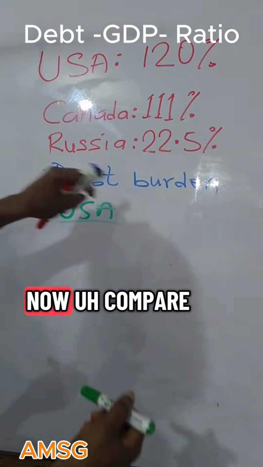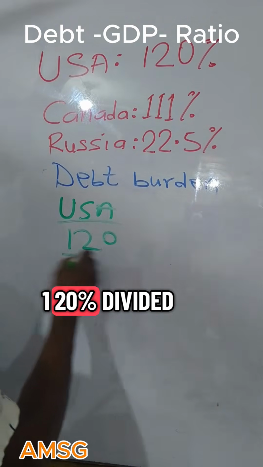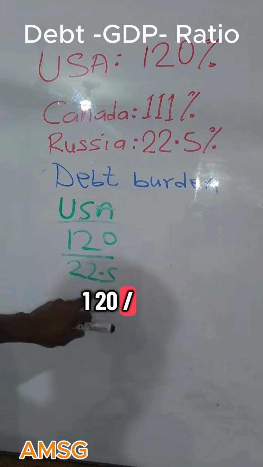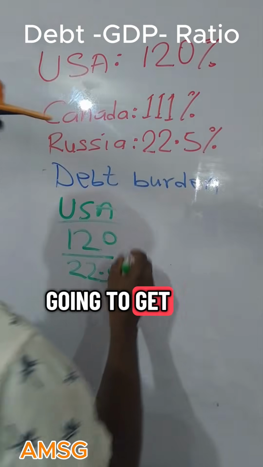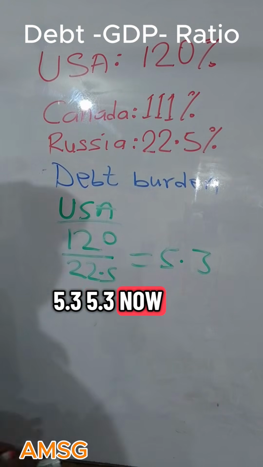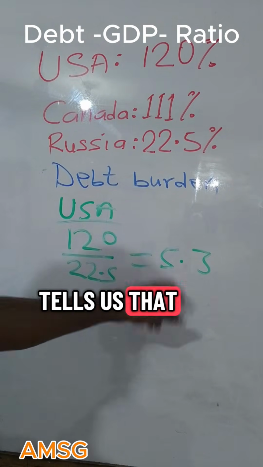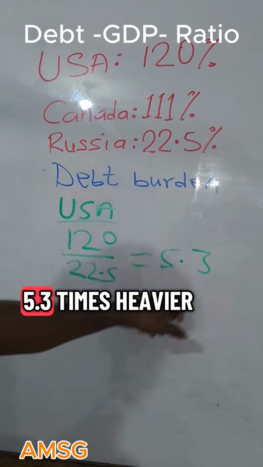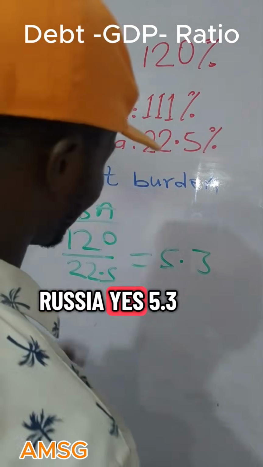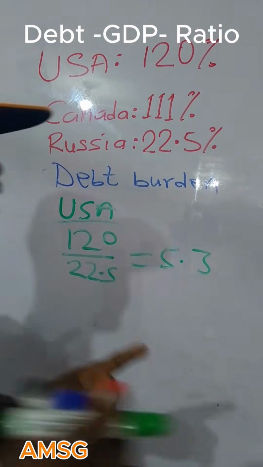USA. Now, compare USA to Russia. So we have 120% divided by 22.5%. So 120 divided by 22.5%, we are going to get 5.3. Now, what have you deduced from this value? So this figure tells us that USA's debt is 5.3 times heavier than that of what? Russia. Debt burden. Very interesting.